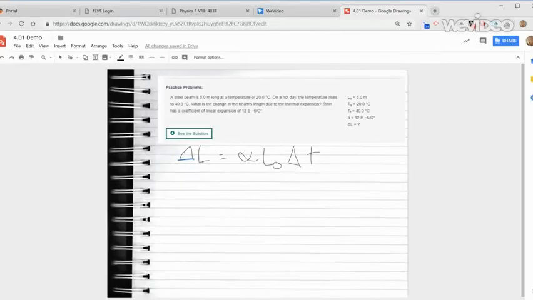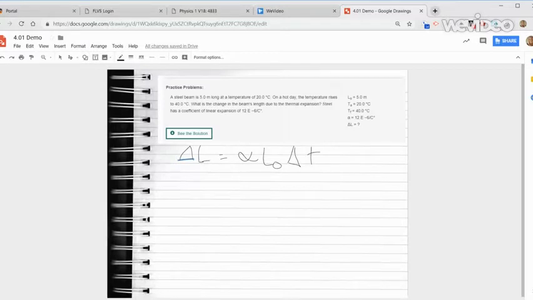Here is a walkthrough of the linear expansion equation. This is a practice problem in 4.01. It says a steel beam is 5 meters long at a temperature of 20 degrees Celsius. On a hot day, the temperature rises to 40 degrees Celsius. What is the change in the beam's length due to the thermal expansion?